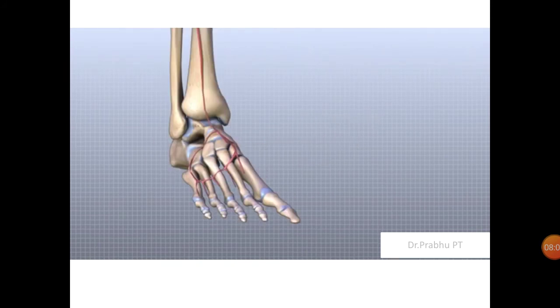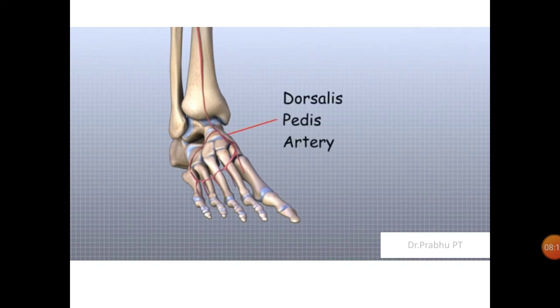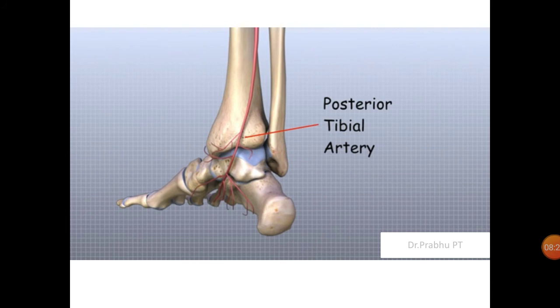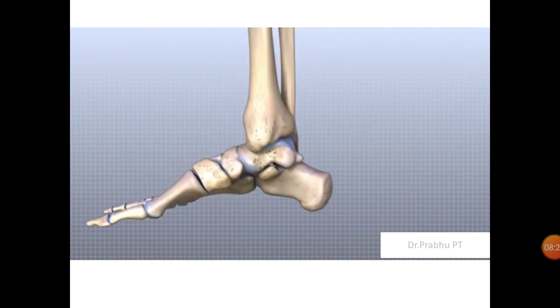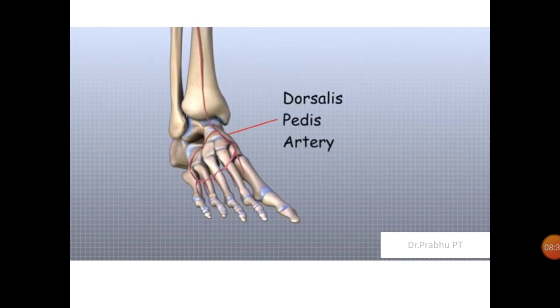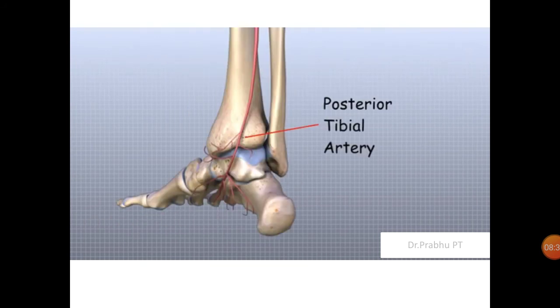So here we can see the blood vessels, the arteries. The dorsalis pedis artery, that's on the anterior side. And turning to the posterior side, you can see the posterior tibial artery. So the two main arteries: the dorsalis pedis artery on the anterior side, and on the posterior side the posterior tibial artery.